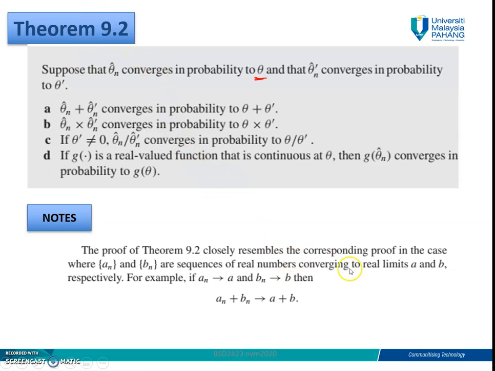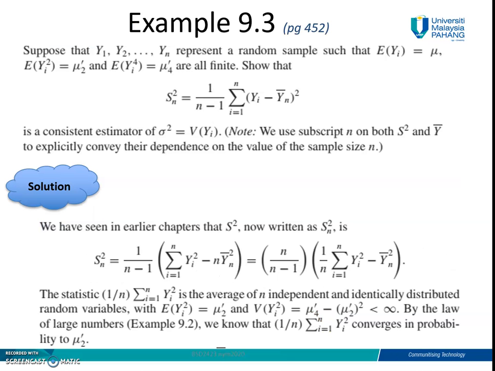It resembles the corresponding proof in the case where we have a_n and b_n, sequences of real numbers converging to real limits a and b. So for example, if a_n goes to a and b_n goes to b, then a_n plus b_n will go to a plus b. This is how you prove for a, b, c, and d, by this concept. Now look at example 9.3, page 452.